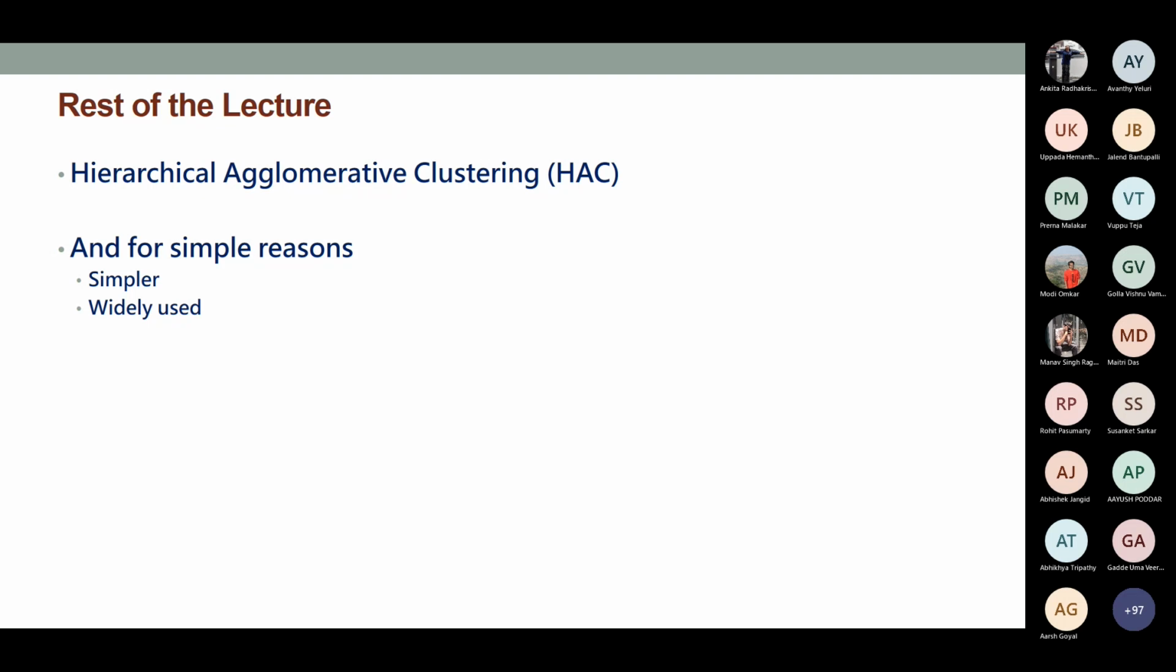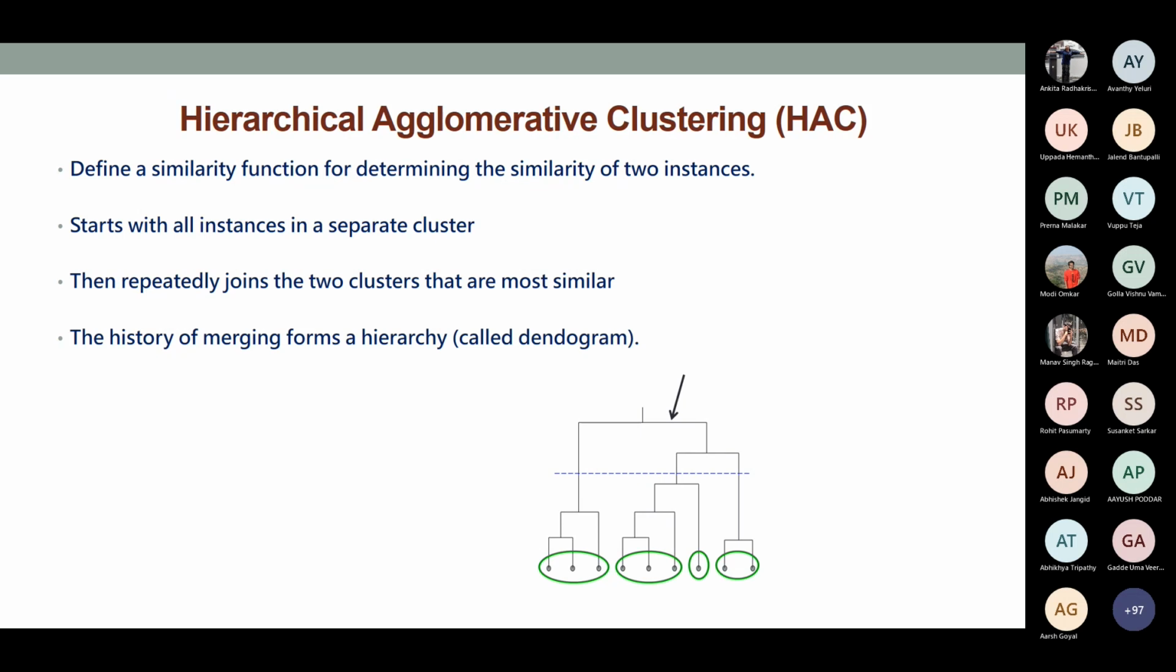For today's lecture, I'm going to focus on hierarchical agglomerative clustering, not the divisive one. I don't want to divide, I want to merge. The simple reason is that it is simple to understand and simple to implement, and almost everybody uses this when they have to use clustering.